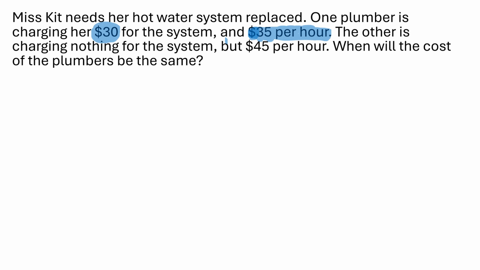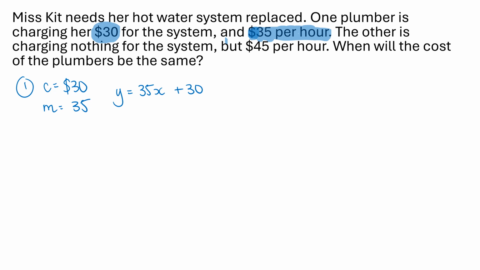What that means, for this one at least, is that plumber 1, his C value is $30, his constant value, and his M is 35. If I let H be the number of hours he works, or X, I should end up with Y being my cost is equal to 35X plus 30.